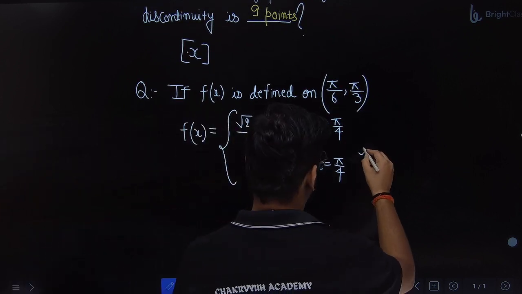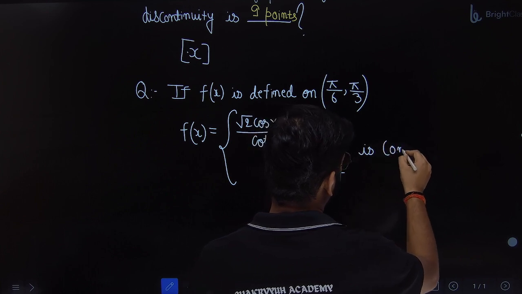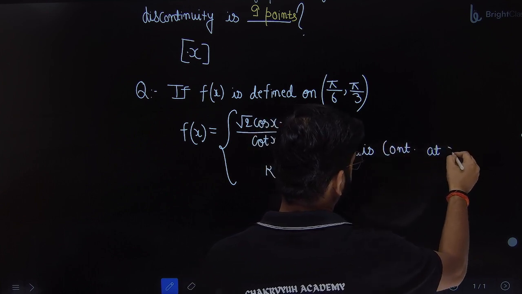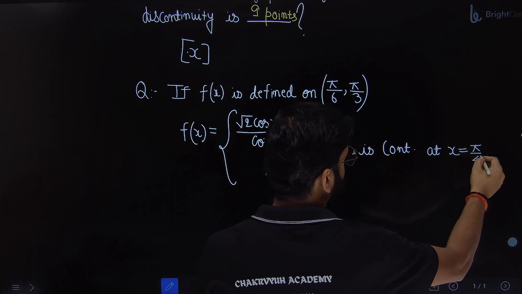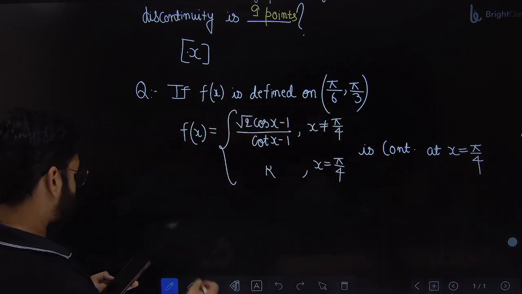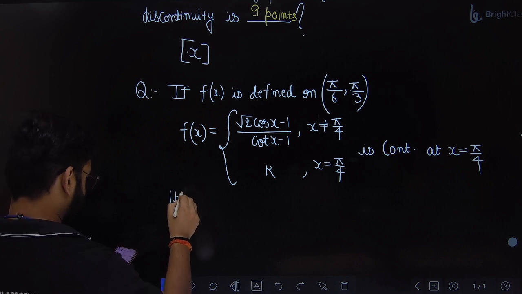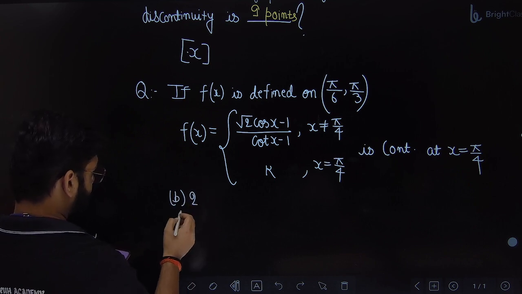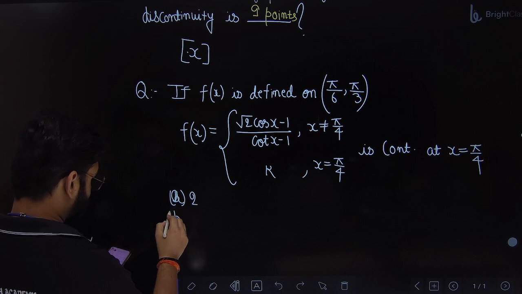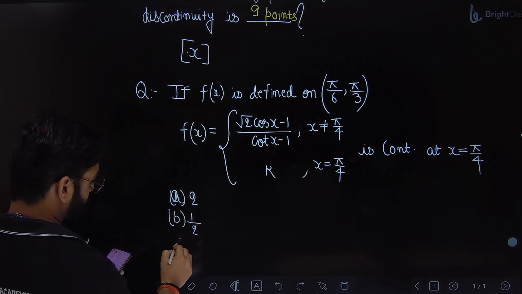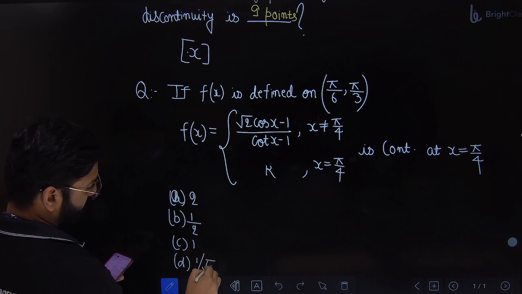This function is continuous at x equal to pi by 4. Find k. Question is find k. I will write the options. First option is 2. Second option is 1 by 2. Third option 1. Last option 1 by root 2.